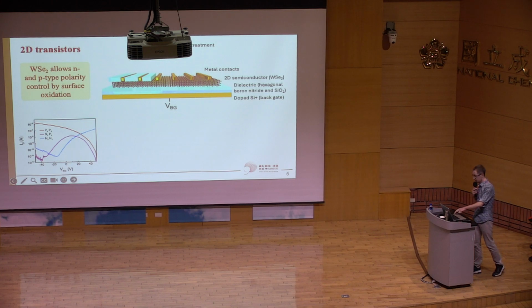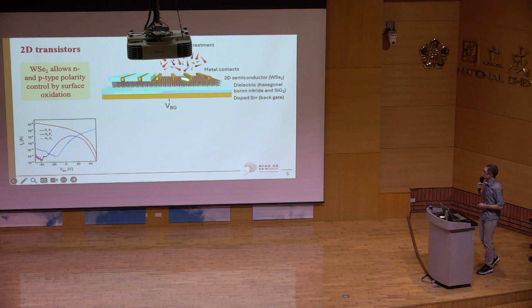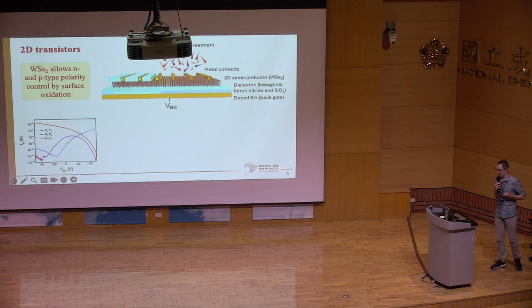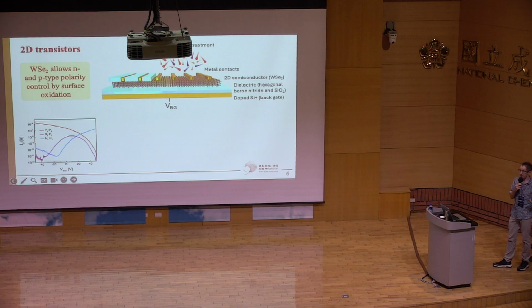But the process that we use is this oxygen plasma treatment. So when you expose the surface of your tungsten diselenide to an oxygen plasma, it converts the top layer here to a tungsten oxide, which is a charge transfer dopant layer, and that will induce holes in your tungsten diselenide below and create strong P-type behavior.